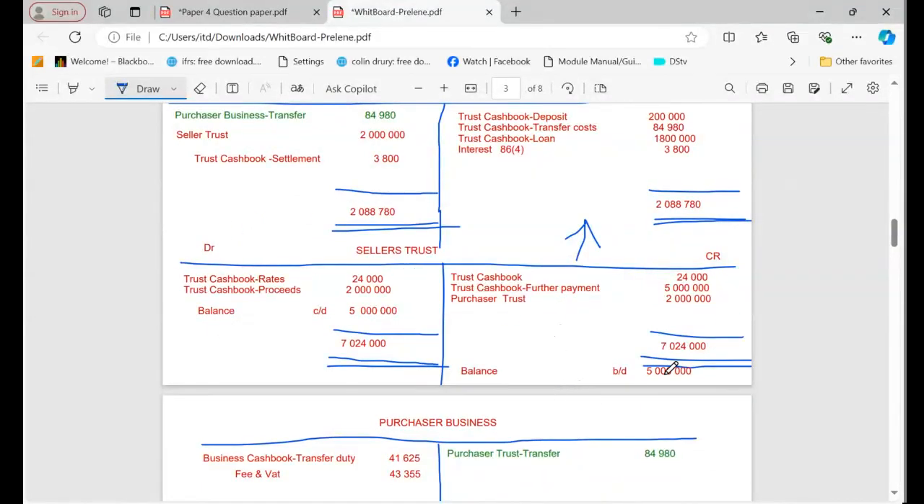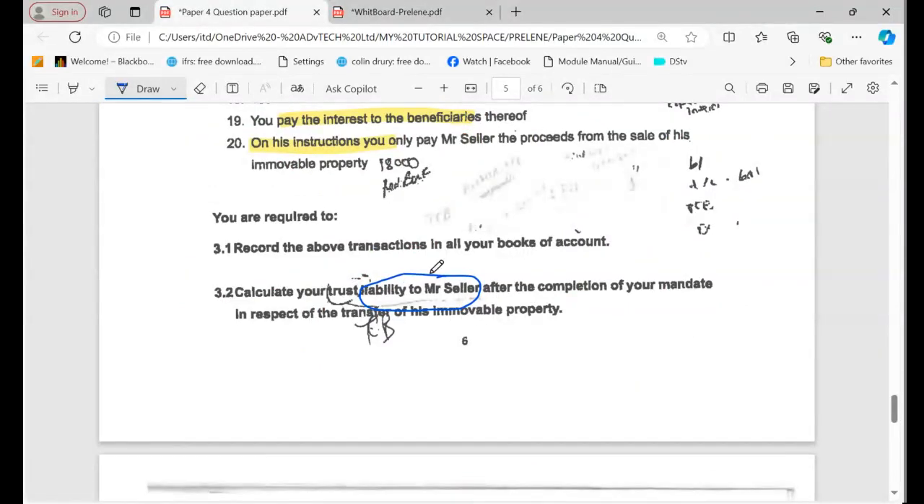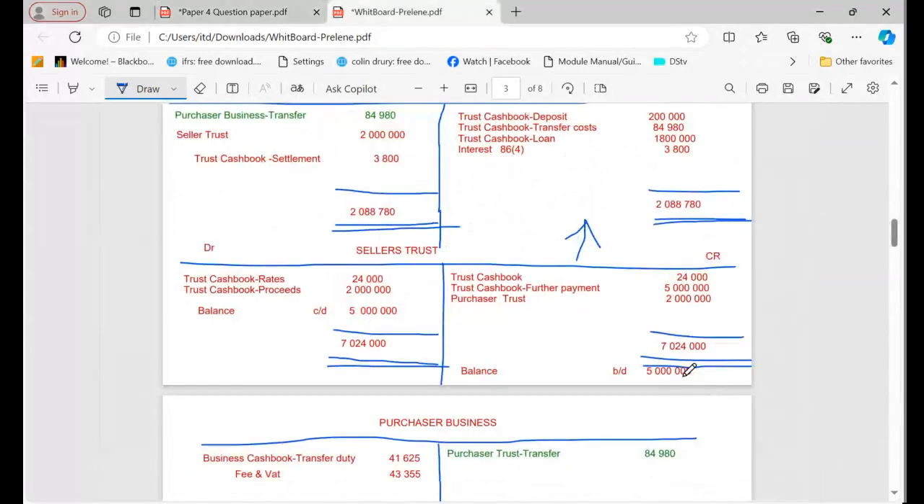That's why even the balance brought down is on the credit side. Because on the credit side, it means that we still owe the seller how much? 5 million. It means that is the liability that we are obliged to pay to the seller after completion. Okay, so 3.2, the answer is this one. It's 5 million. Okay, got it. Understood.